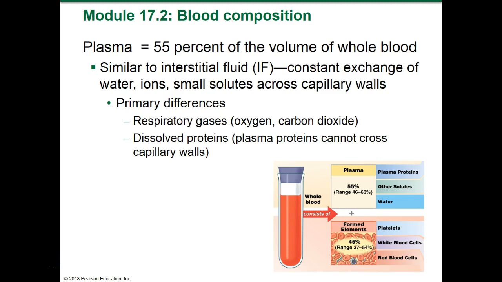Now, of your blood, plasma is 55% of the volume. It's very similar to the interstitial fluid, with a constant exchange of water, ions, and small solutes across your capillary walls. But the main difference is the respiratory gases that you're going to find in the blood. You have oxygen and carbon dioxide, which you're not going to see in the interstitial fluid, and also the dissolved proteins. Plasma proteins cannot cross the capillary walls, so you're not going to see them in the interstitial fluid.